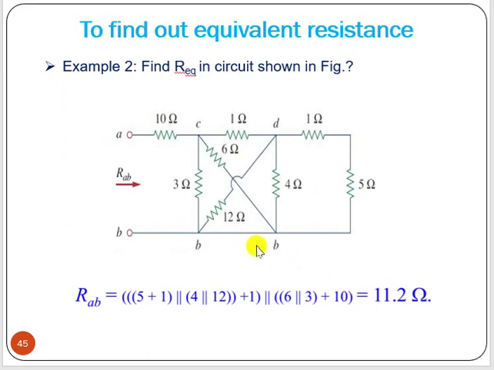Okay, another example. These two are in series, then the 4 ohm will be in parallel with that because current is divided. Now this will be in series with these 5 and 1 in series, in parallel with the 4 and 12 ohm resistors. Then it is in series with 1 ohm. Then it is parallel with 6 and 3. Then in series with 10. So you can see that here.